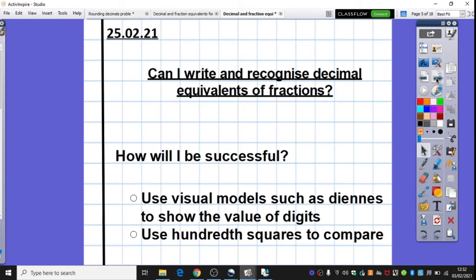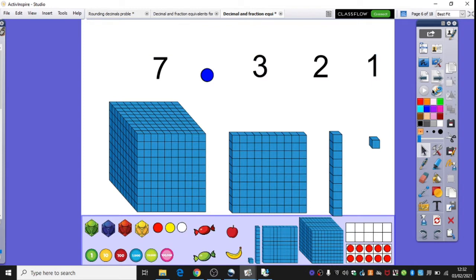So in order to be successful today, we may use visual models, and we may go back to that Dienes model that we've looked at earlier this week to show the value of digits to help us. And also some hundredth squares that may be in some of your packs may also be useful today to help you recognise those equivalents. So we're just going to recap, just starting with the number 7.321. And this time I've used a Dienes, which would be a block Dienes, the cube Dienes that you'd see at school, to represent our wholes.